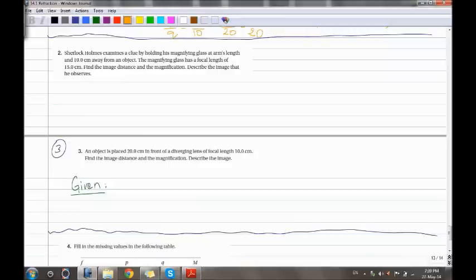Moving on to the second question. Sherlock Holmes examines a clue by holding his magnifying glass at arm's length and 10 centimeters away from an object. Now the magnifying glass has a focal length of 15 centimeters. Find the image distance and the magnification, and then describe the image that he observes. So first of all, let's take out the givens.